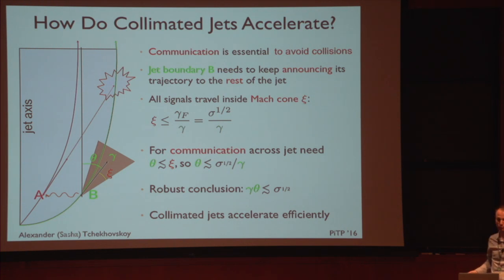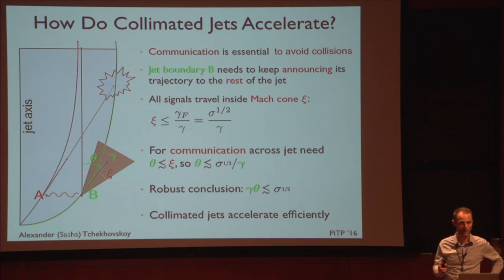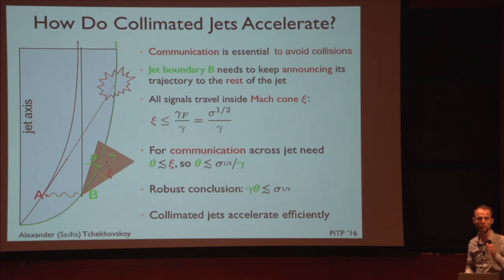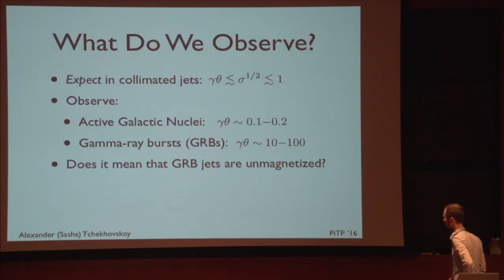So in order for that to happen, we can find a condition, the same as in the previous slide, that the product of Lorentz factor and opening angle is less than sigma to the 1/2. Okay, that is really, really good. It means that in such collimated jets, we expect to have full causal contact so that there are no self-intersections, and we also have placed an upper limit on something that we can actually observe. We can measure the Lorentz factor and the opening angles through the proper motions, and we can maybe learn something about the magnetization of these jets from just these very simple observations.